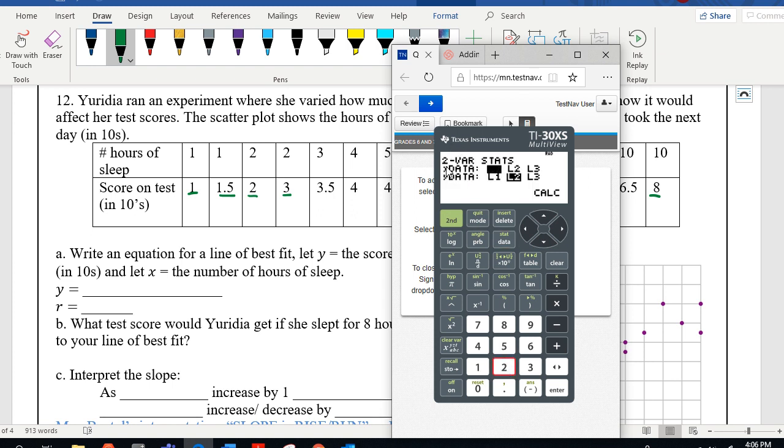What comes up, look right here, you can see an X and a Y. If you don't see that, you messed up and you hit the wrong thing. Go back and start over. So it's L1, L2 for the X and the Y variables. Now enter. And then I have to scroll down to find out what my slope and my y-intercept are.